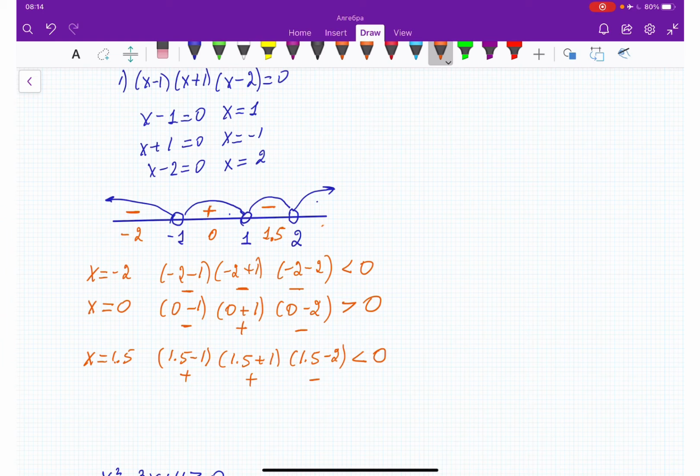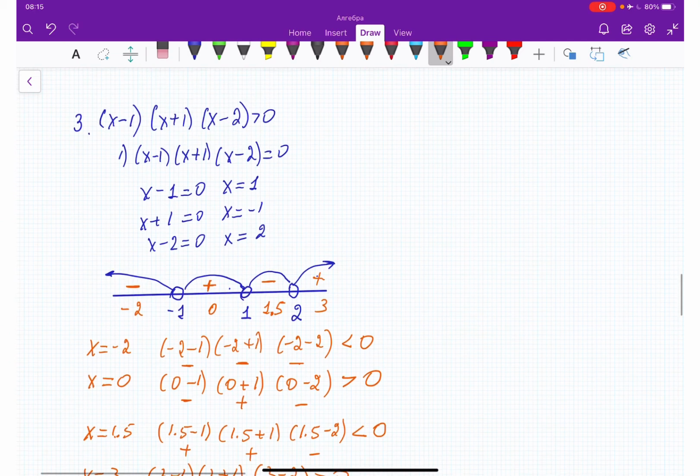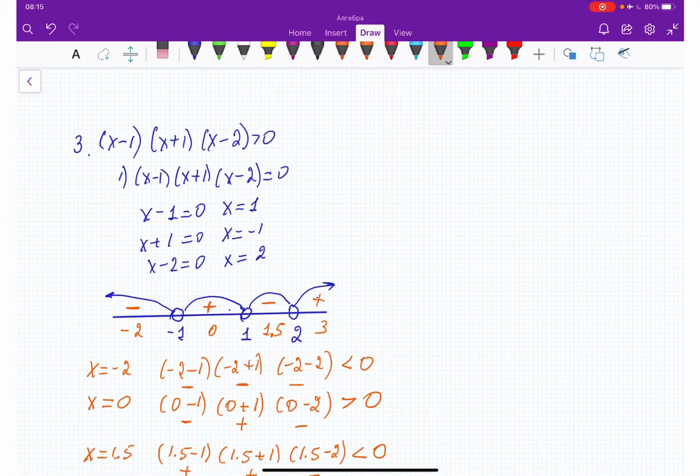And lastly, we take 3. Let's say x is equal to 3. 3 minus 1, 3 plus 1, and 3 minus 2. This is positive, this is positive, this is positive, greater than 0. So our solution is going to be the area where we get greater than 0, positive, right? Because our original inequality is greater than 0, which is going to be this piece, and it's going to be this piece.